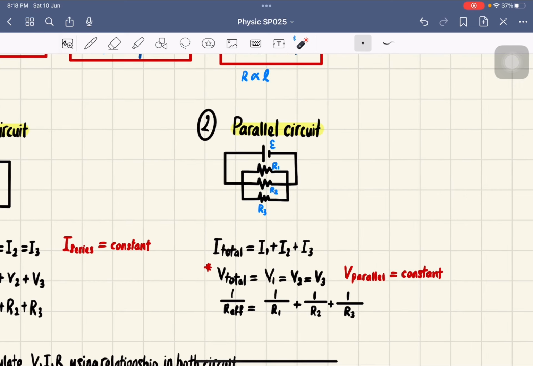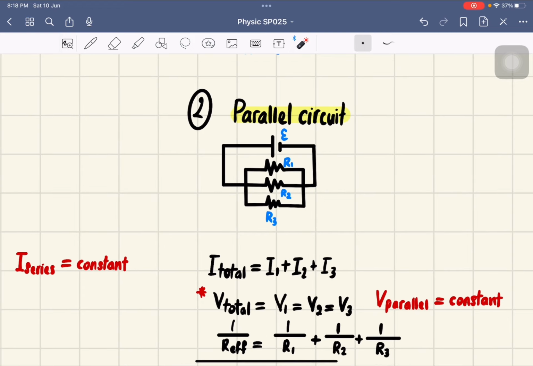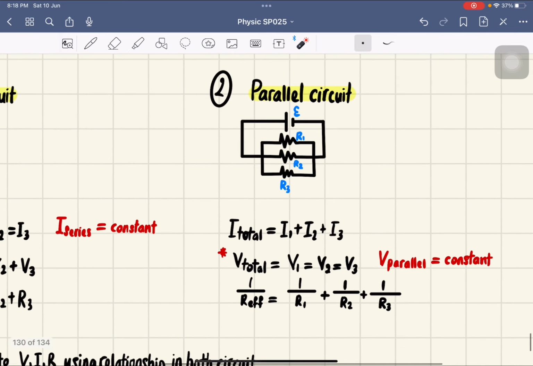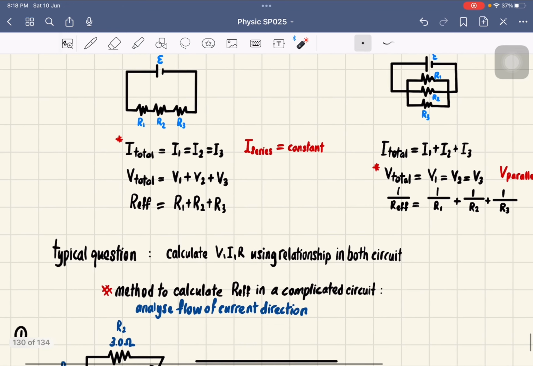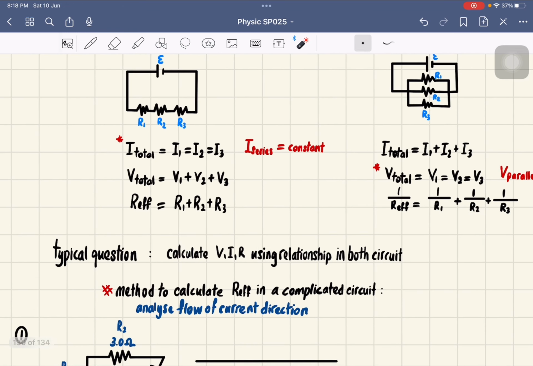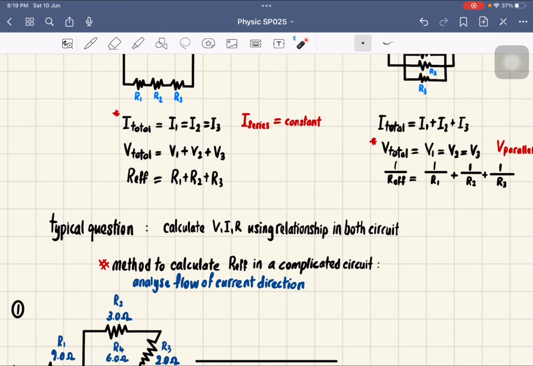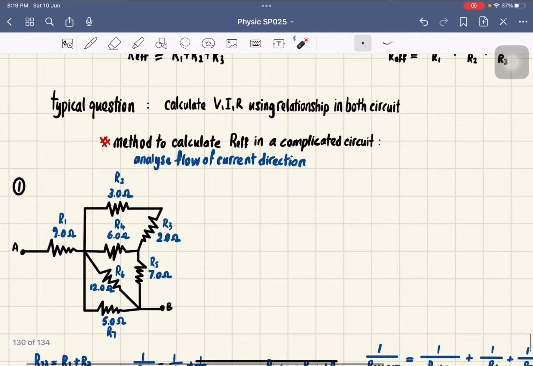So how do we identify parallel circuits? We can see that when there are junctions, the circuit is in parallel. Alright. The typical question asks us to calculate V, I and R using the relationship in both circuits. The method to calculate the R effective in a complicated circuit is to analyze the flow of current directions. So let us see a sample question.